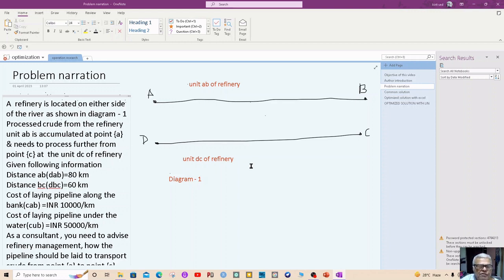The following information is given to us. Distance AB is 80 kilometers, distance BC is 60 kilometers. The cost of laying pipeline along the bank is INR 10,000 per kilometer. The cost of laying pipeline under the water is INR 50,000 per kilometer. As a consultant, you need to advise refinery management how to lay the pipeline to transport crude from point A to point C.